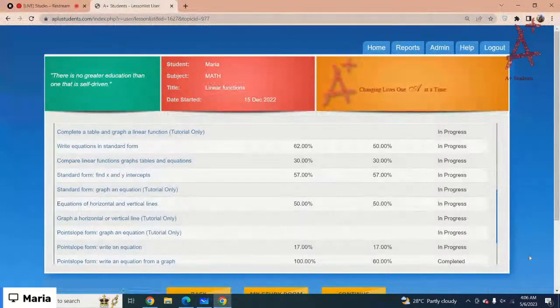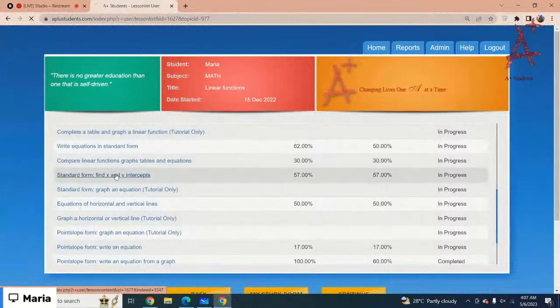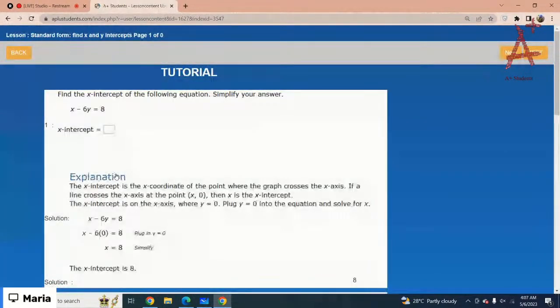Here I am on grade 9 maths. The lesson we're going to start with is standard form, find x and y intercepts. So we're going to see how we find the x-intercepts and the y-intercepts of the equation. Let's just look at the first example. Find the x-intercept of the following.